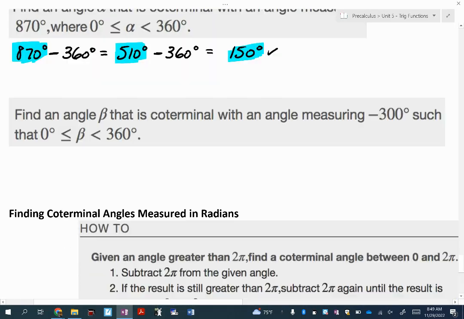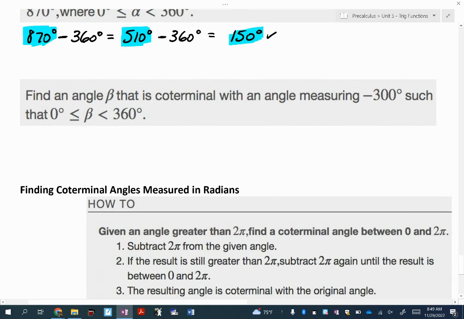All right, let's do the same thing with negative 300 degrees. I notice that negative 300 degrees, to get between 0 and 360, needs to actually go up or increase. So I'm going to add: negative 300 degrees plus 360 degrees, which gives me 60 degrees. Is that in between 0 and 360 degrees? The answer is yes. So I am done. The answer is 60 degrees.